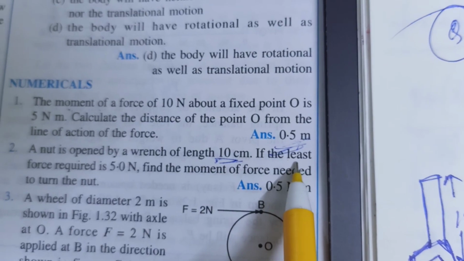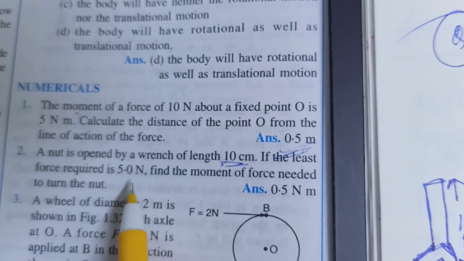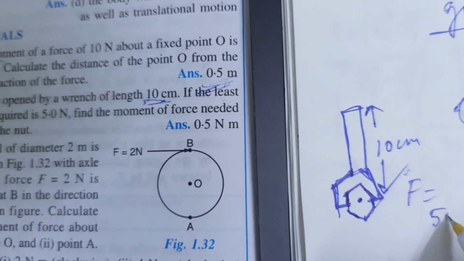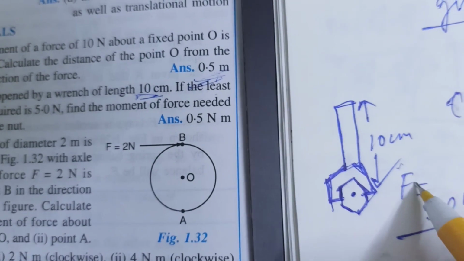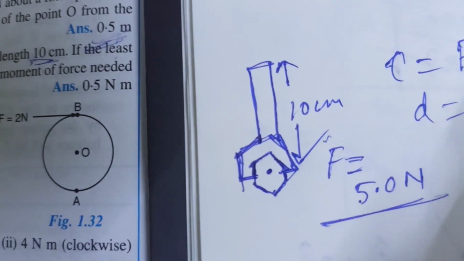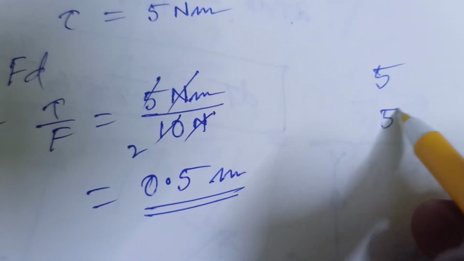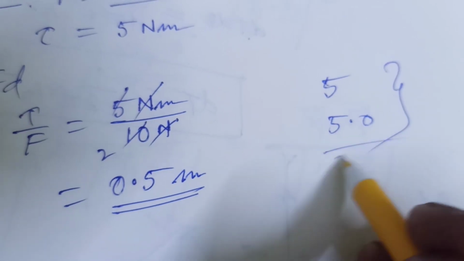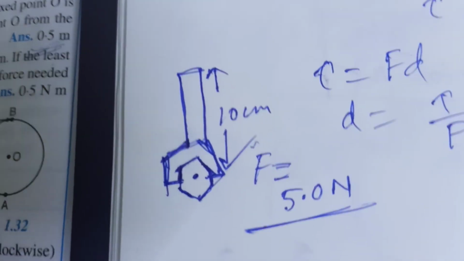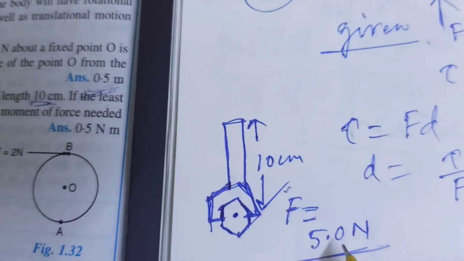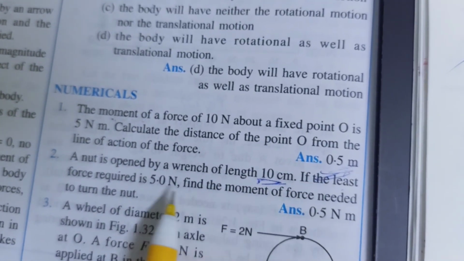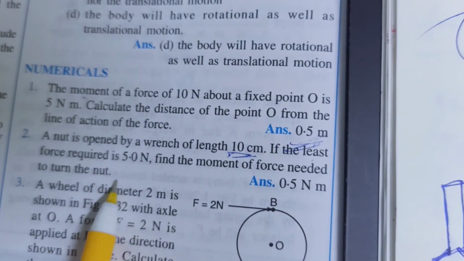And if the least force required is 5.0 Newton, so the least force F equals 5.0 Newton. What is 5, or what is 5.0? Is 5 or 5.0 the same or not? Think about it, and then at last I will answer your questions. So F equals here given 5.0, and F equals 5. Find the moment of force needed to turn the nut.